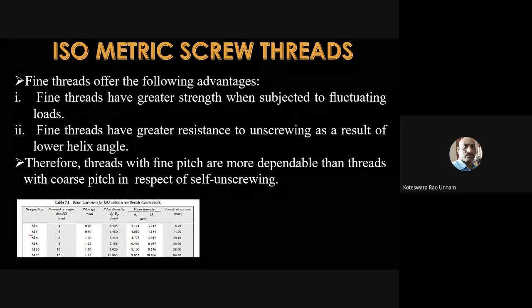Next you have M5. M stands for metric thread, 5 stands for its nominal diameter. M5 means a bolt or nut, whatever it may be, having a metric thread of major diameter 5 mm. So that is the designation M5. Similarly M6, M8, M10, like that you have different diameters. I have taken only a portion of the image from that table, so you have higher numbers also. Here M12 means major diameter 12 mm only.